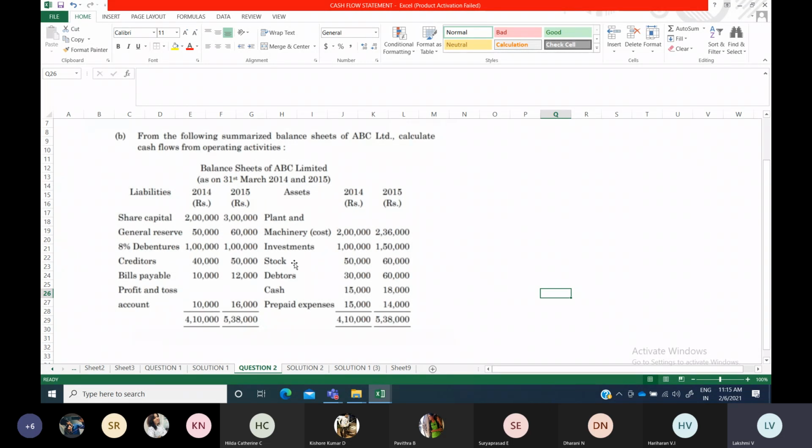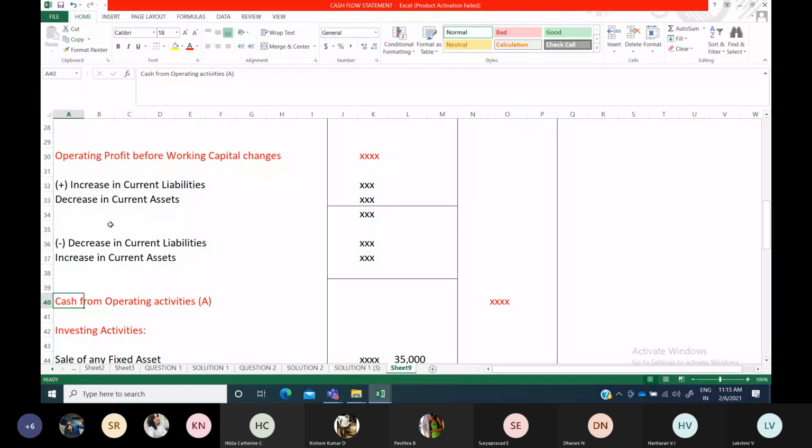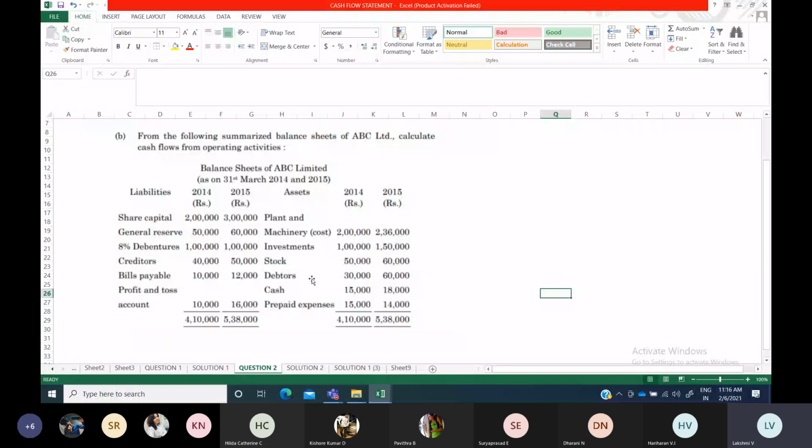And if you come to stock and debtors, these are current assets. So increase or decrease in current assets, you have to go through. Both are increases in current assets. Increase in current assets means you have to subtract, and it will come under operating activities. Initially it will come for stock and debtors. Cash, you should deal with separately. That will come only at the end.